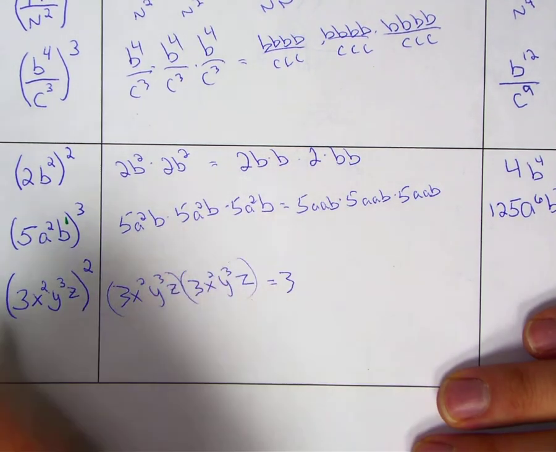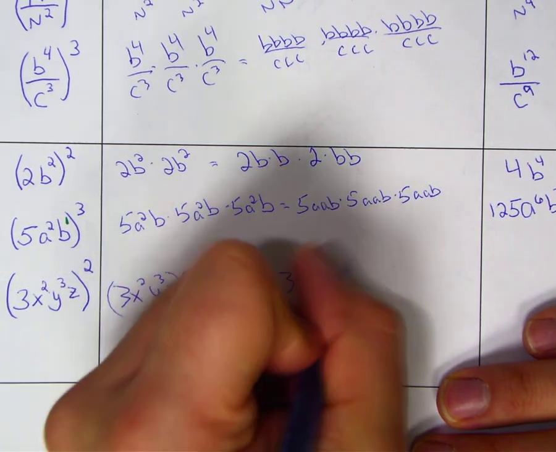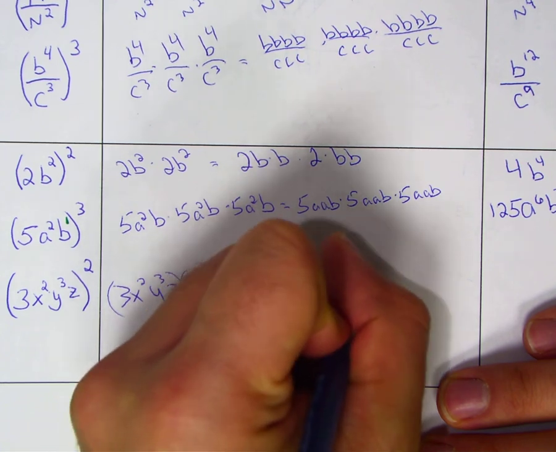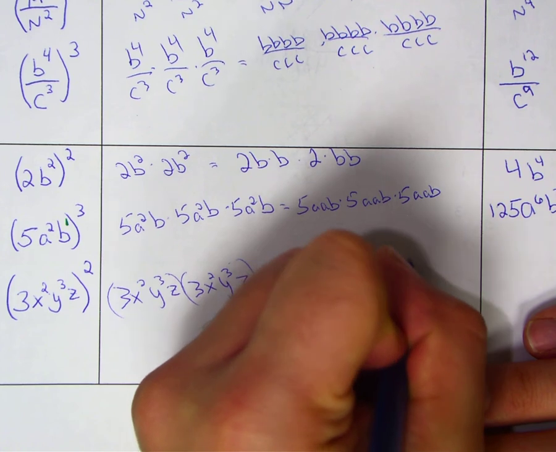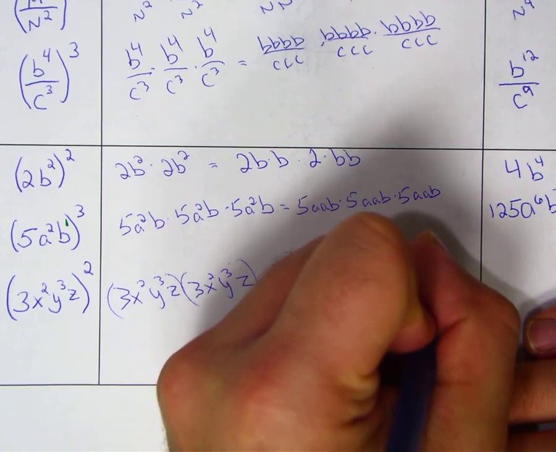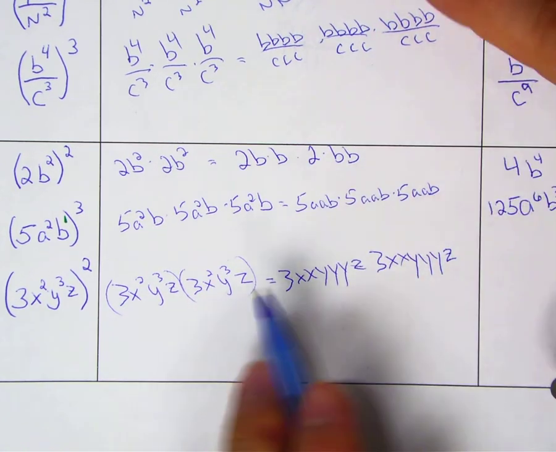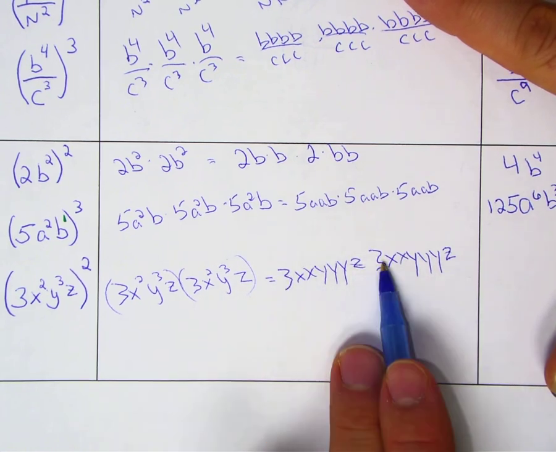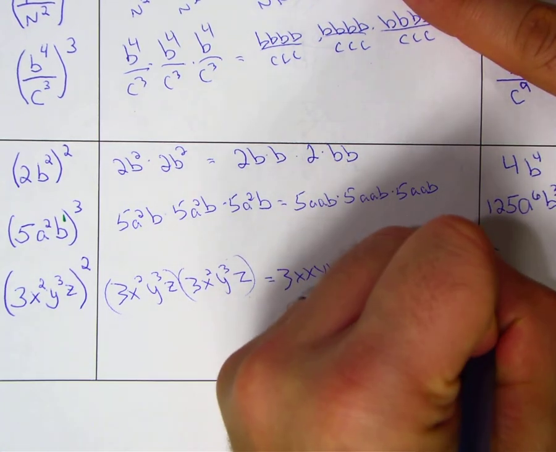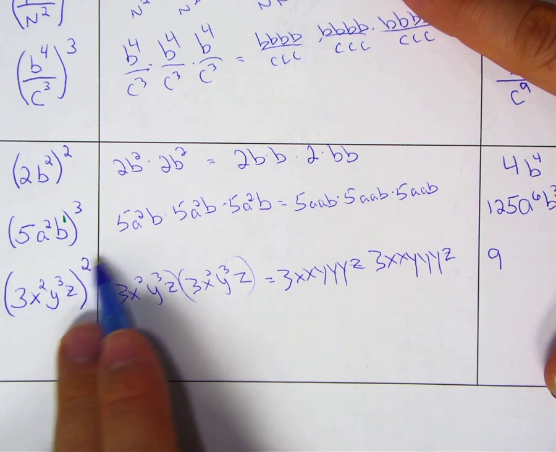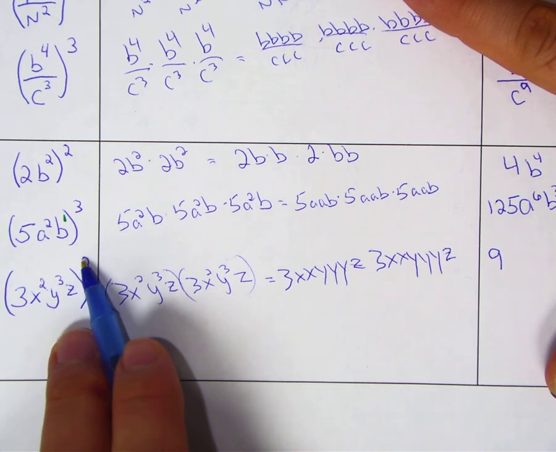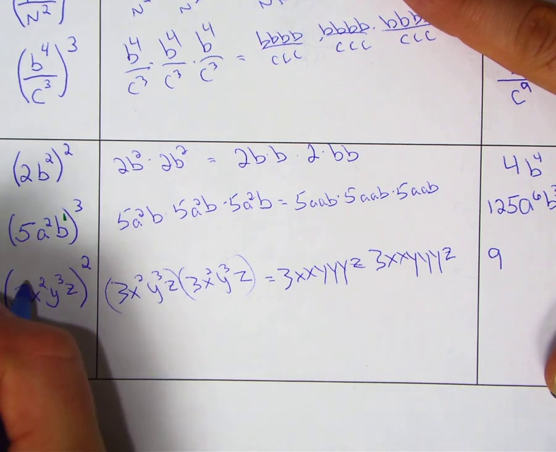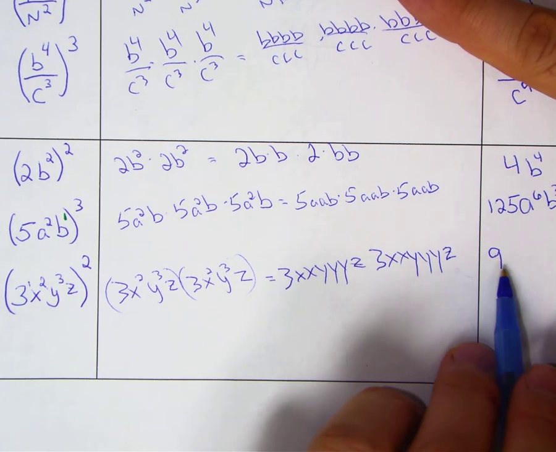So I've got 3x x y y y z. And then I've got 3x x y y y z. All right? And then I can just simplify it. 3 times 3 is 9. Now, a lot of people still want to put that 6 there because they're like, oh, we'll just multiply the 3 by 2. And you don't multiply the 3 by 2, you multiply the 3's exponent by 2. And 3 to the second power is 9.